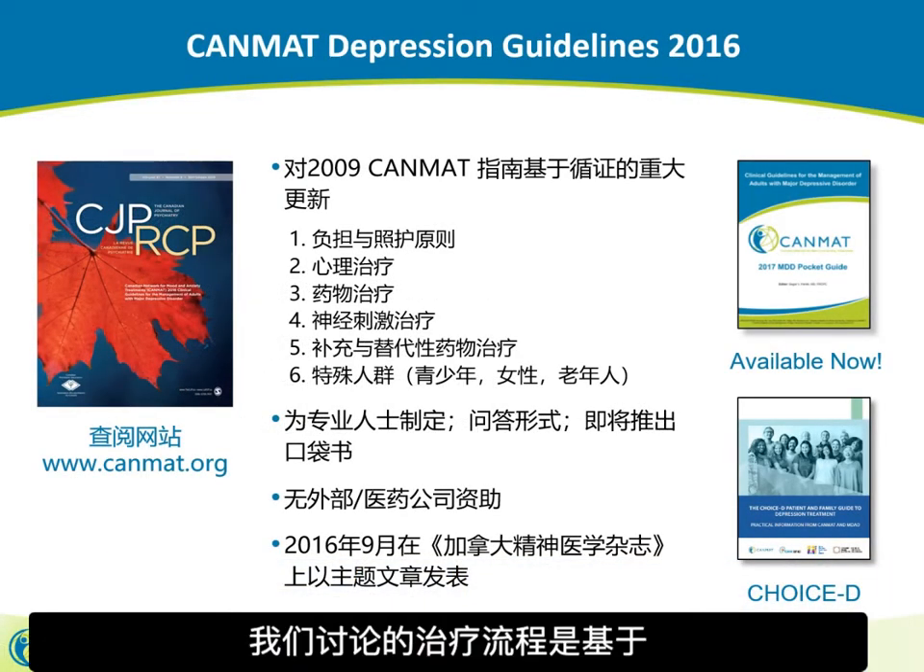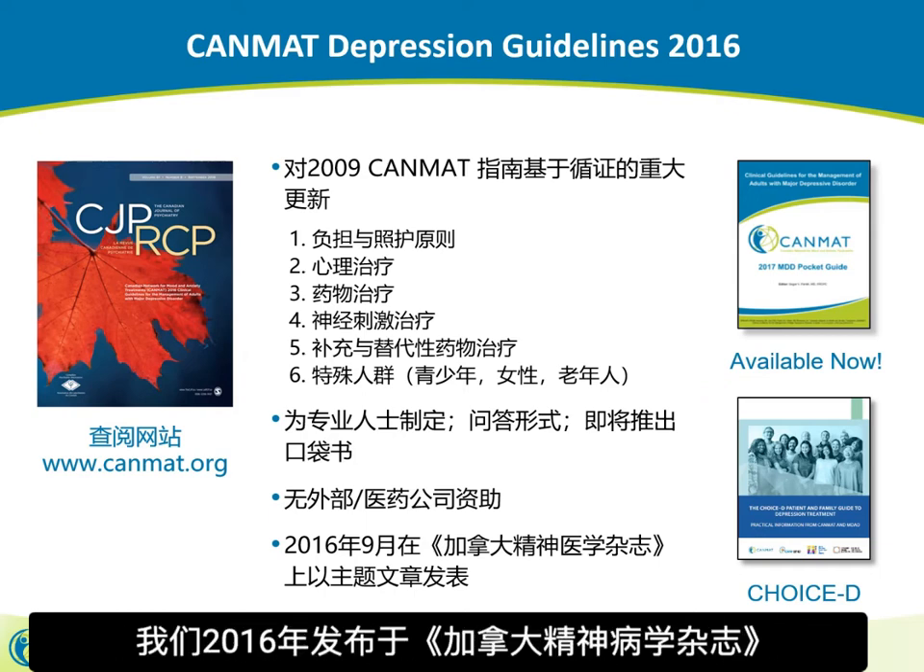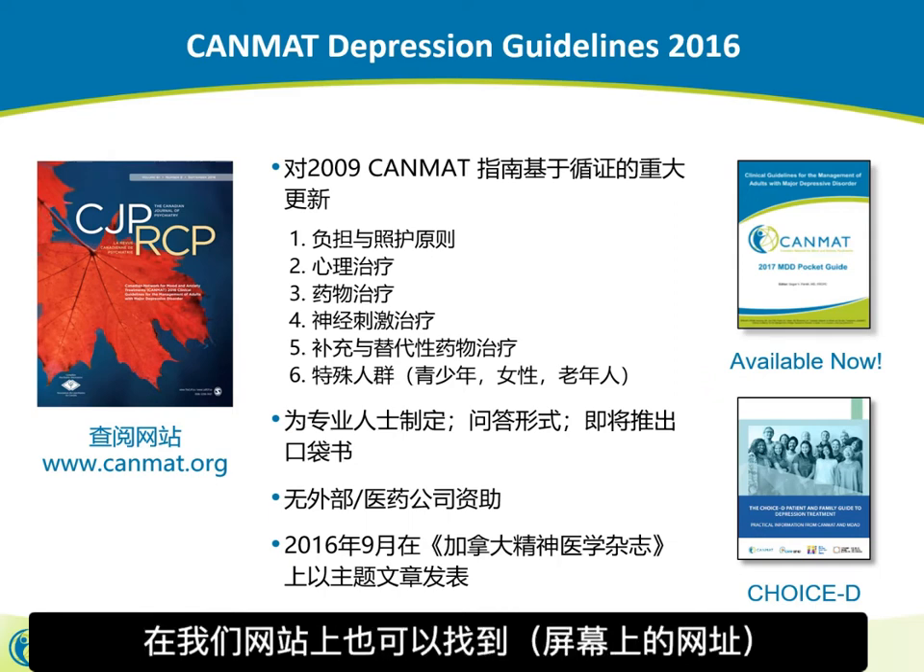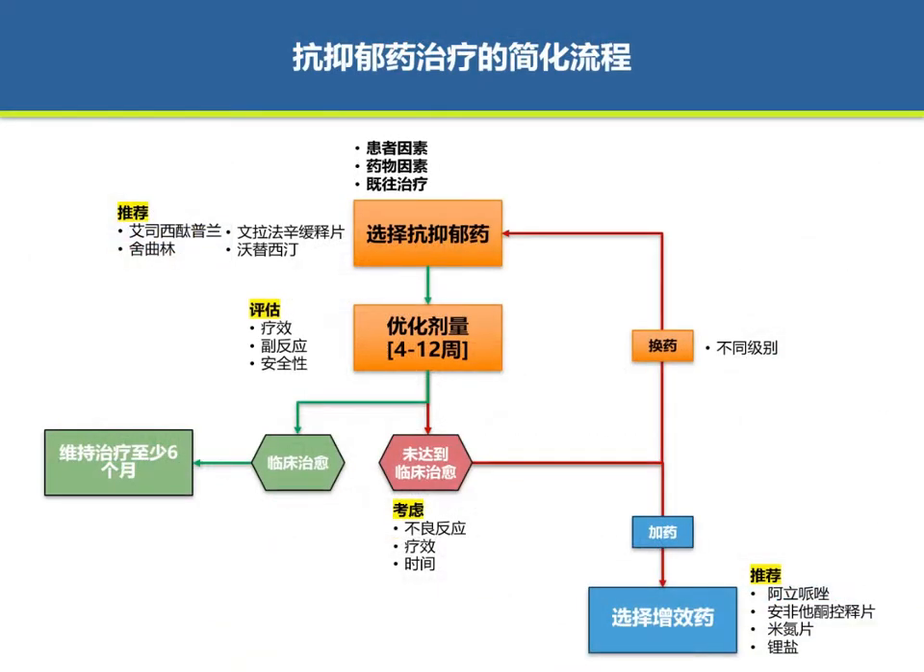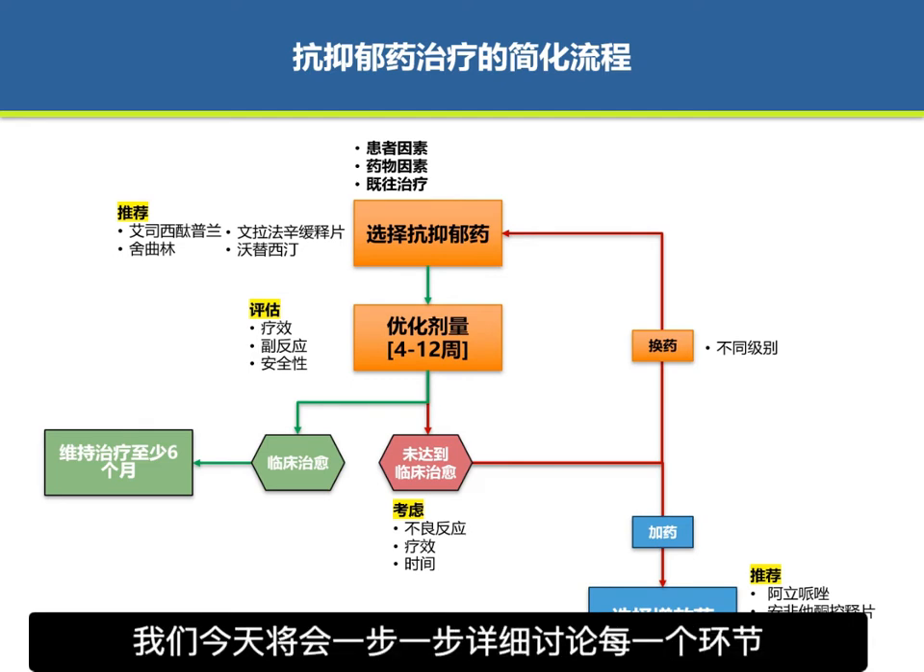The treatment algorithms that we're discussing are based on the Canadian Network for Mood and Anxiety Treatment Depression Guidelines that were published in 2016 in the Canadian Journal of Psychiatry and are available on our website at canmat.org. This really just illustrates the simplified algorithm that we'll be discussing today, and we'll go over each of the components of this algorithm on a step-by-step basis.